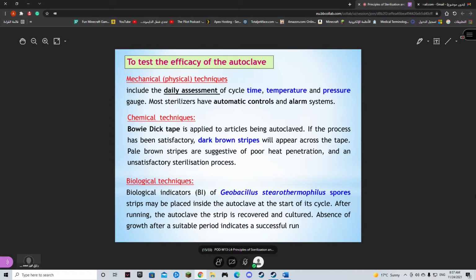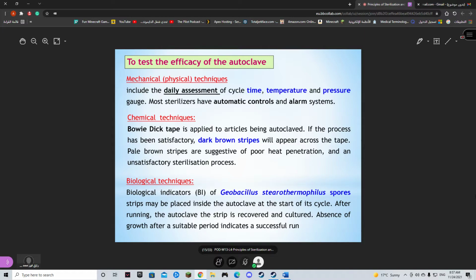You have the dark brown strip method. This strip has spores. Once you apply it on the flask or the materials you are supposed to sterilize, it will change color. Before it was colorless, and it will become a black strip. Why? Because it also has spores. These spores come into contact with the heat and pressure, are destroyed, and their color changes. We call this chemical. We have physical techniques as well. You have the control timer, the pressure, and the temperature regulator.